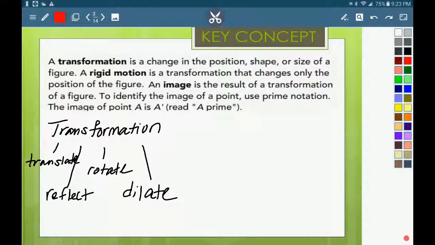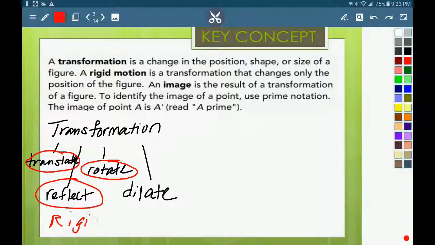The three we're going to focus on the next couple weeks are the rigid motions, which are these three: translation, reflection, and rotation. Those are rigid motions, meaning they do not change shape or size. Dilations actually change the size of a shape. You saw that in your transformation sort.